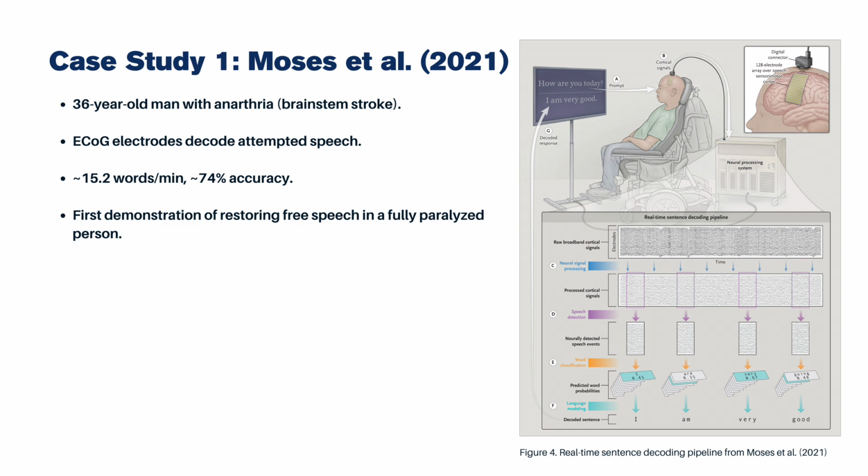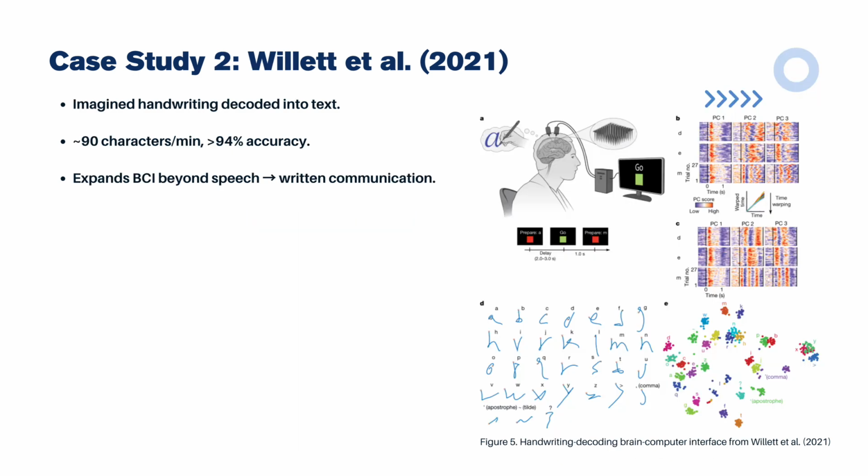The participant produced sentences in real time at an average speed of about 15 words per minute with approximately 74% accuracy. This was the first demonstration of restoring free, continuous speech to a person who could not vocalize at all using direct cortical decoding. A different strategy came from Willett and colleagues at Stanford.